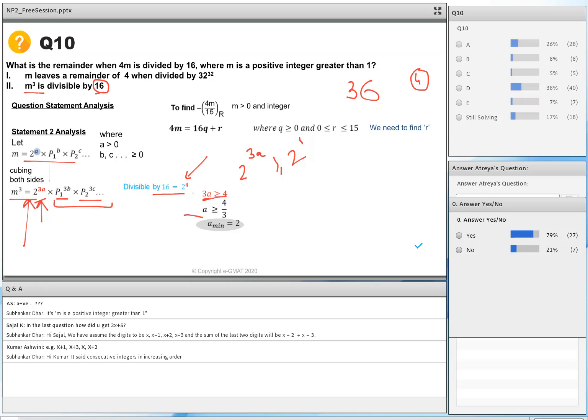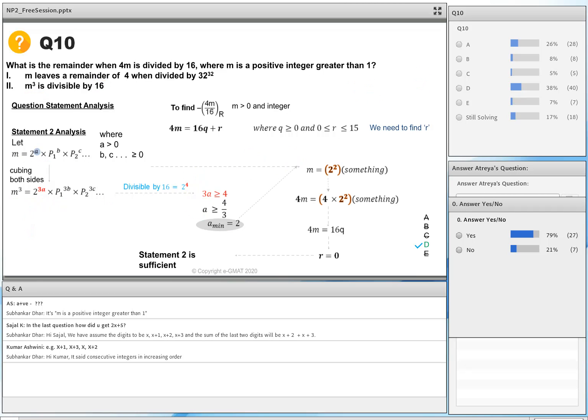Now I told you that in all prime factorized forms, the values of the exponents need to be integral. So what is the minimum integral value which is greater than 4 by 3? It's equal to 2. So at a minimum, I have to have 2 to the power 2 in m. Now, when I calculate that, the rest of the part becomes very easy.